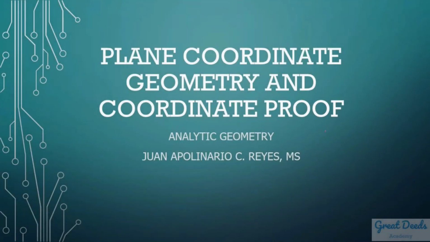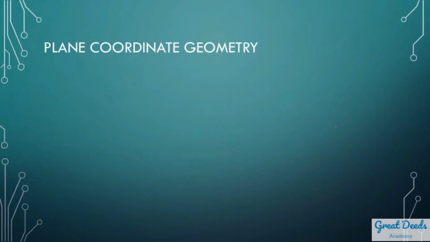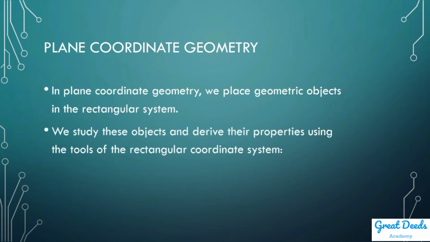Plane coordinate geometry and the coordinate proof. So plane coordinate geometry is basically the same as analytic geometry. What we do here is we shall place our geometric objects in our rectangular coordinate system and take advantage of the coordinate system. And a lot of things can spring from that, okay?